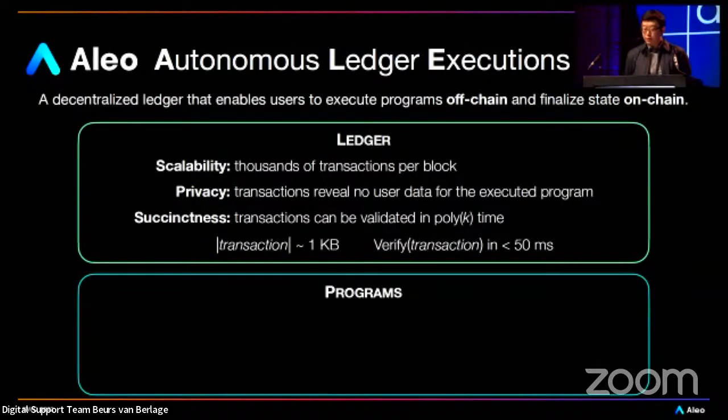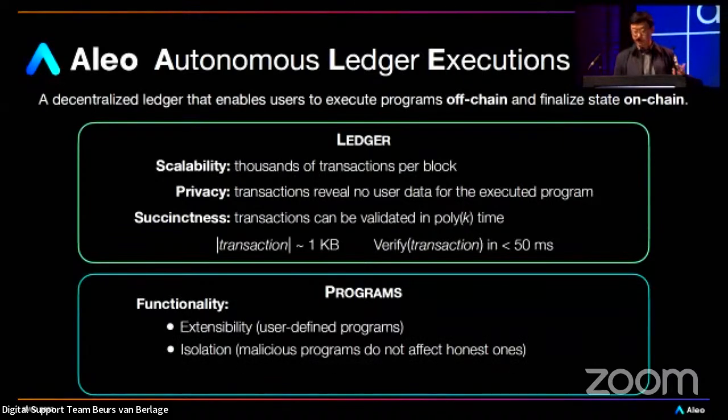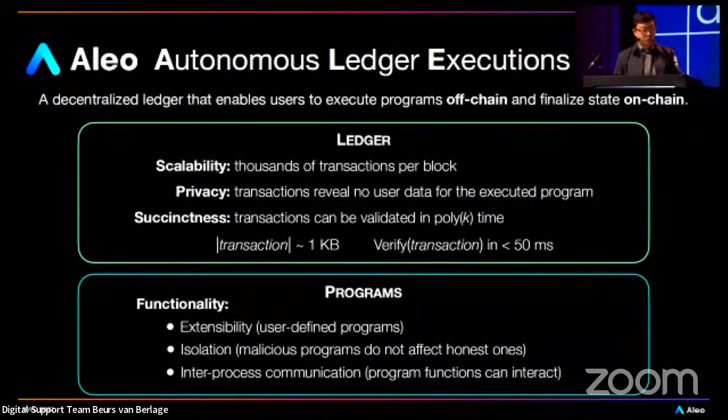Now, our programs also provide us with several properties. In terms of the functionality, one of the things that we achieve here is, well, arbitrary user-defined programs. And not only that, but also that we provide isolation for malicious programs from honest ones. And lastly, we enable program functions to communicate with one another in a secure manner. Now, to see how we arrived at our design, let's start by analyzing a popular framework for writing decentralized applications called the account model.